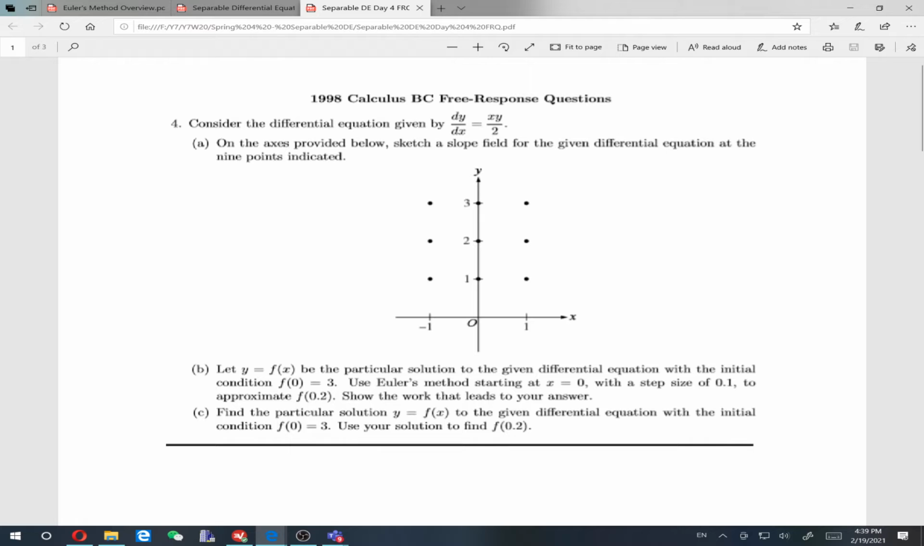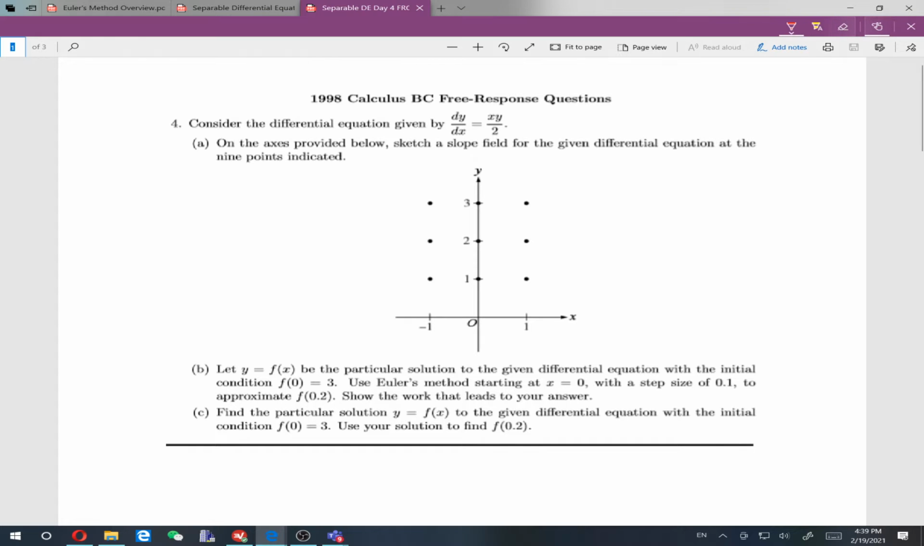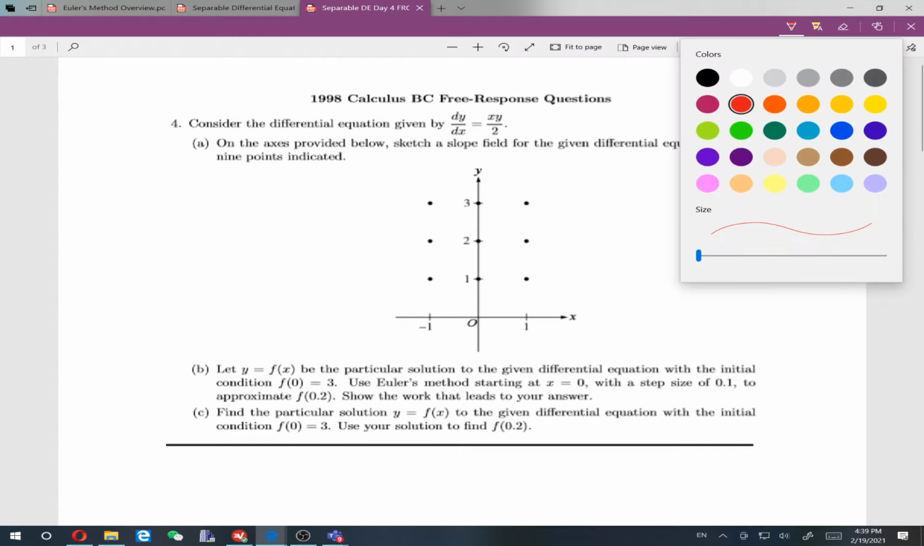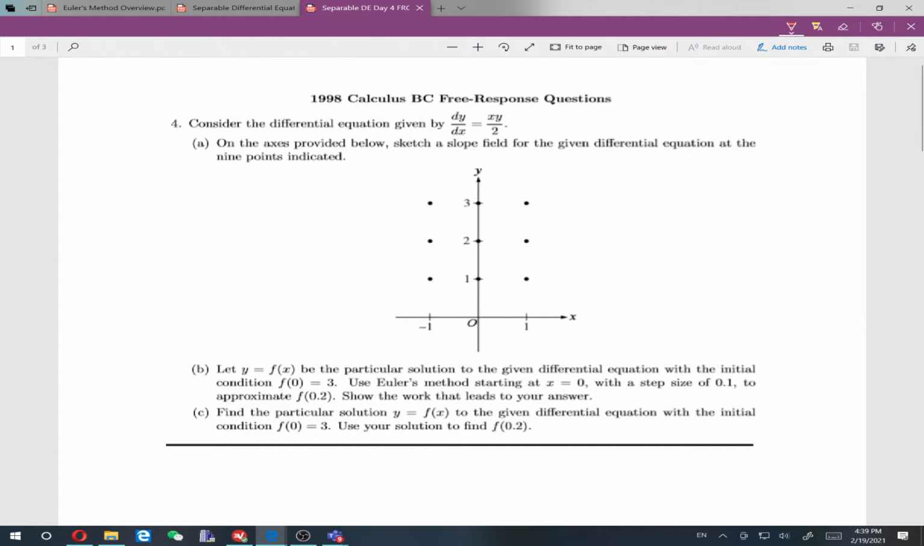So if I've got xy over 2, what are the easiest slopes to draw, do you think? The easy ones would be the points located on the y-axis. When x is 0, what's the slope? I think it's just a straight line. Okay, the slope would be 0, so in that case, we would have a straight horizontal line. So our slopes will look like this.